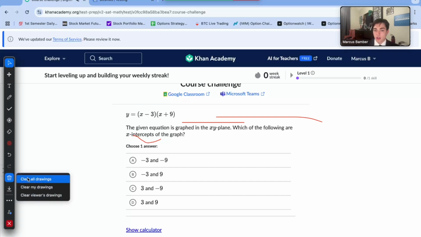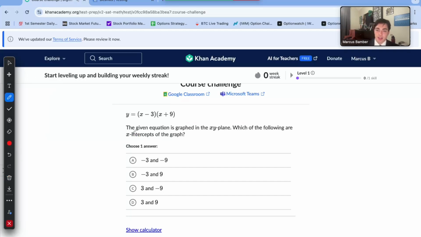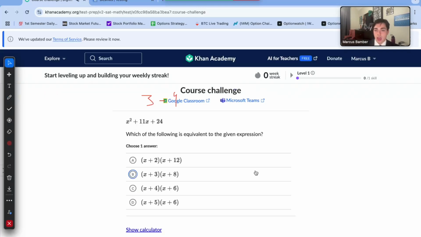Okay, last two questions. What are our two x-intercepts? We simply set each factor equal to 0. We get 3, and we get -9. So we get C. And then we need to factor this. Factoring, we say what two numbers multiply to 24 and add to 11. Those are 8 and 3.